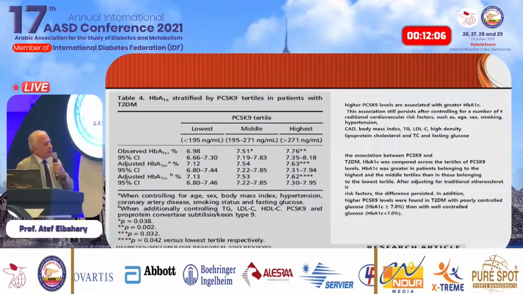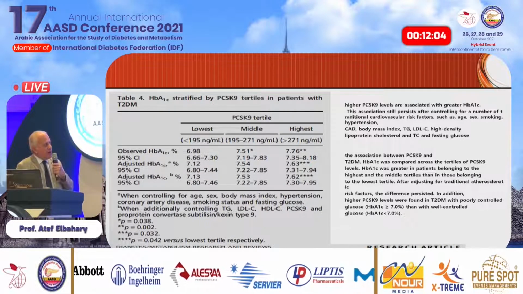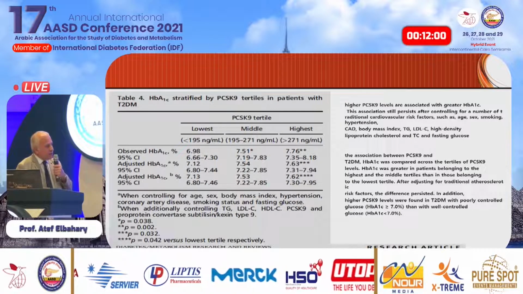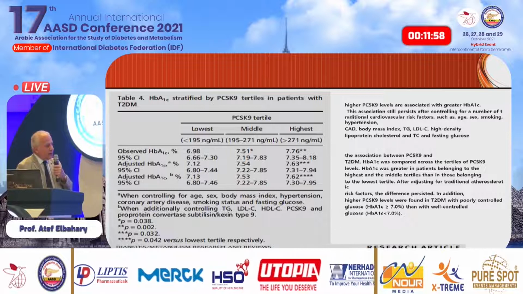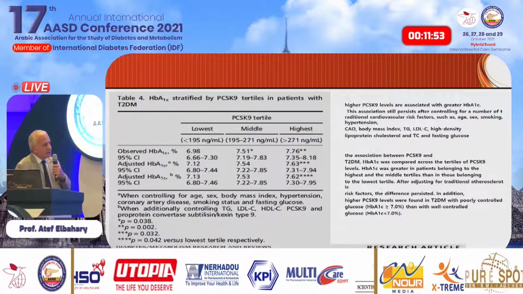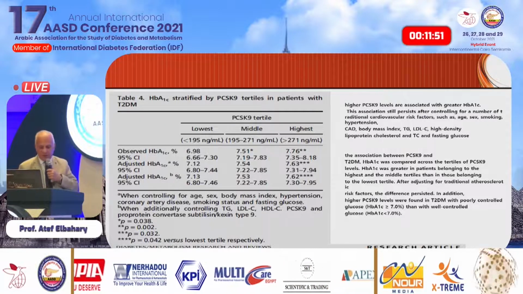Also, the HbA1c is stratified by the Pcsk9 tertile in patients with type 2 diabetes. Once you adjust for all the lipid profile, but the Pcsk9 is high, we can see here the highest HbA1c is increased.